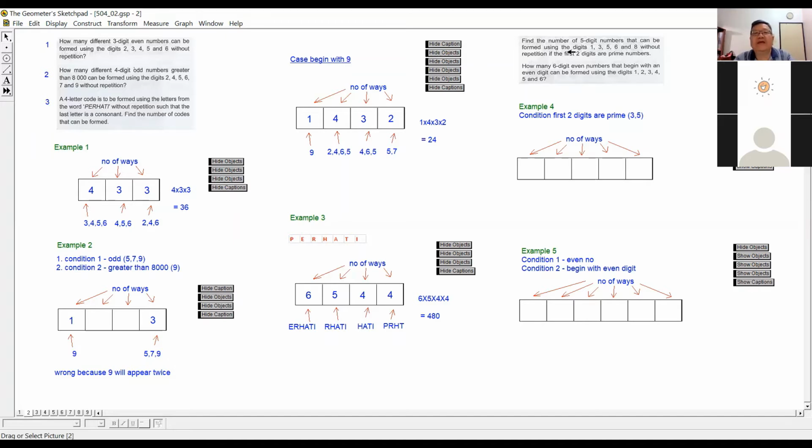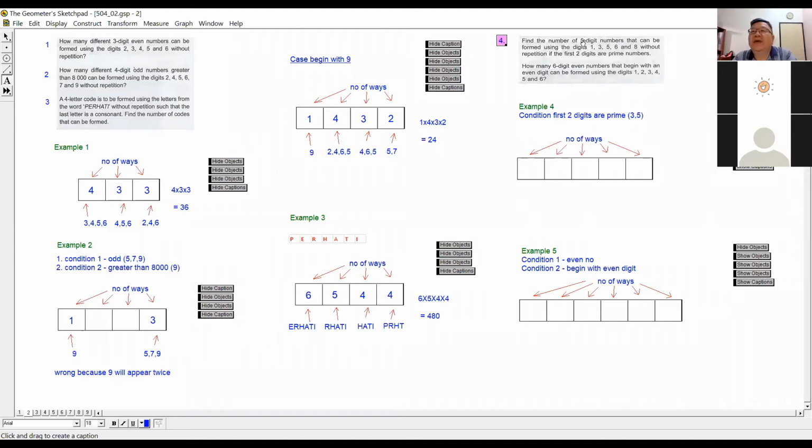Okay, can you read this one here? Example number 4, read this one, number 4. Okay, never mind. Since I cannot hear, then I read.